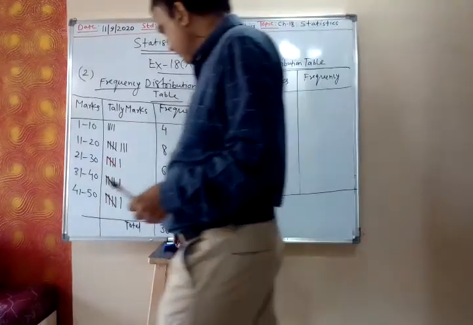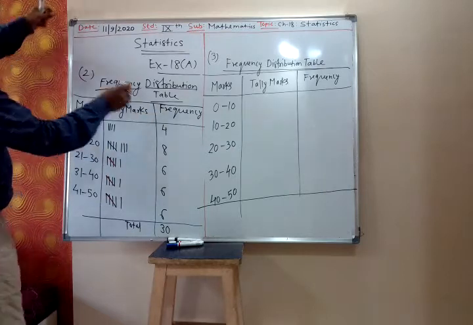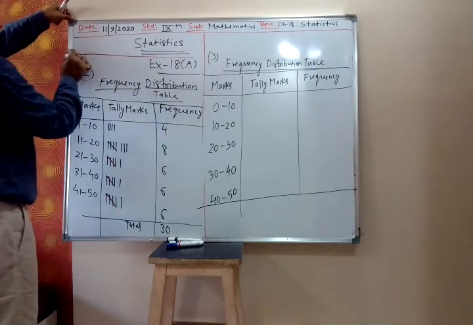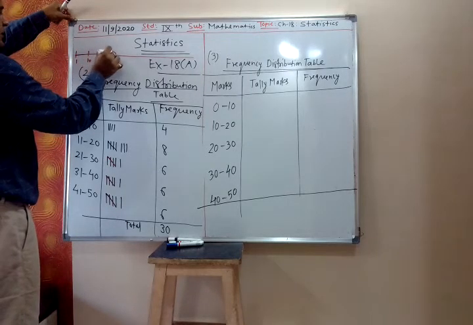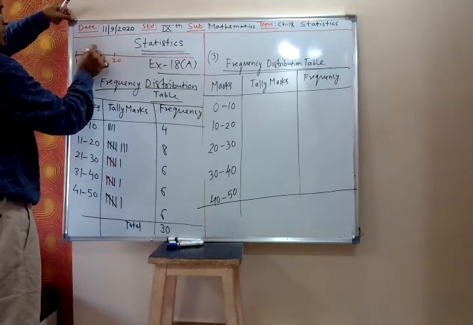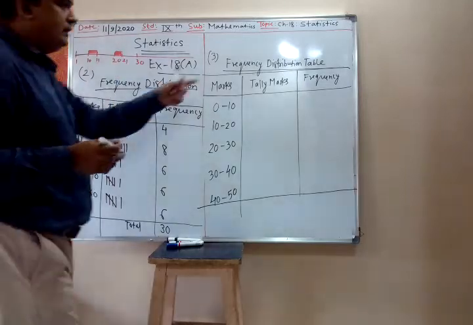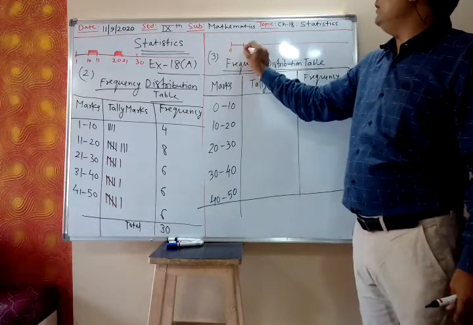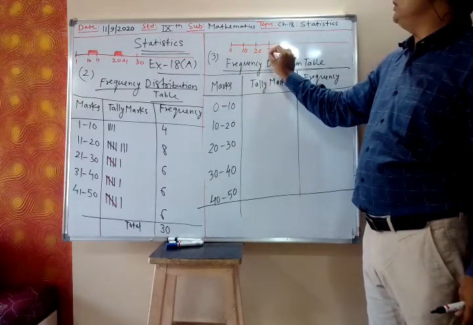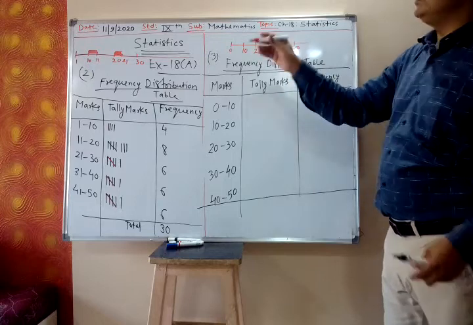Now see the difference between this second and third. In the second, the intervals are 1 to 10, then next 11 to 20, so there is a gap between these. Then next 21 to 30, and again there is a gap between these. But in this one, there is no gap. The intervals are continuous: 0 to 10, the next 10 to 20, 20 to 30, 30 to 40, 40 to 50. There is no gap between the intervals.